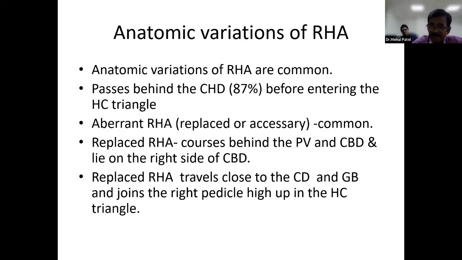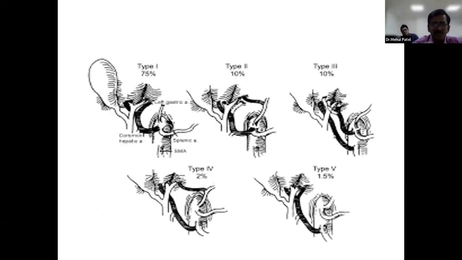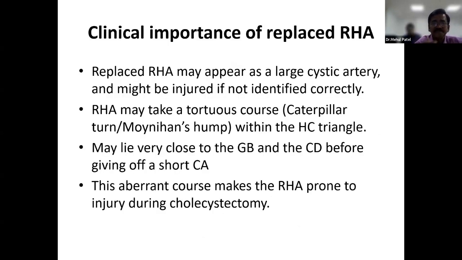Often it can lie on the right of the common bile duct. So you should always keep in mind that what we describe in common anatomy is bile duct to the right, hepatic artery to the left. But in some rare instances, this replaced right hepatic artery may lie to the right of the common bile duct. So these are the different variations of the hepatic artery. It can be a hepatic artery coming from the superior mesenteric artery. It can be a hepatic artery which is lying to the right of the common bile duct.